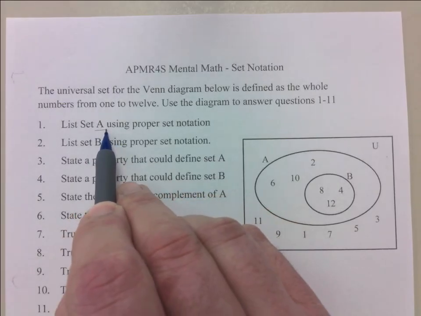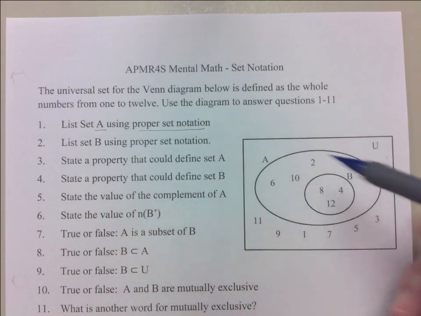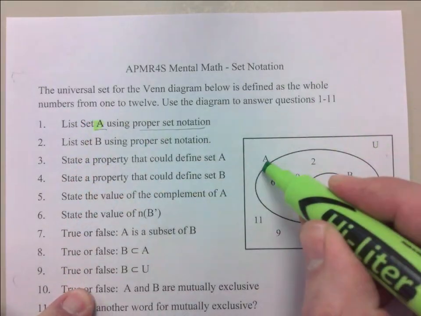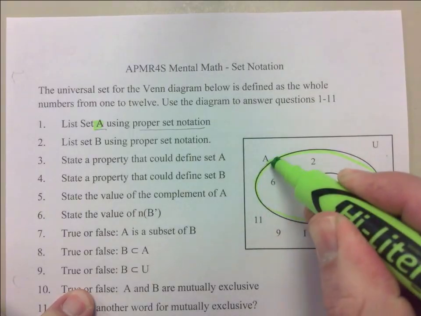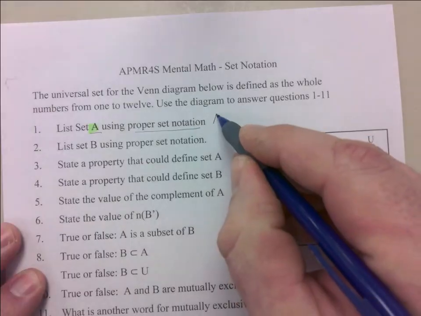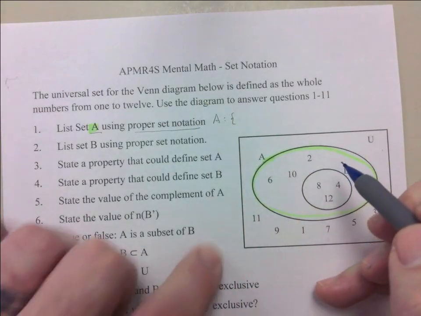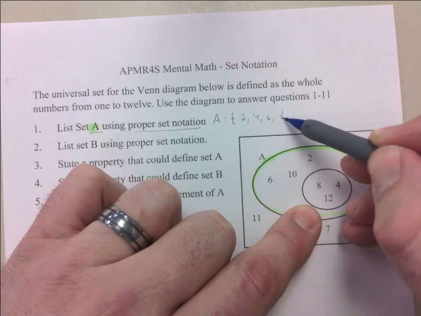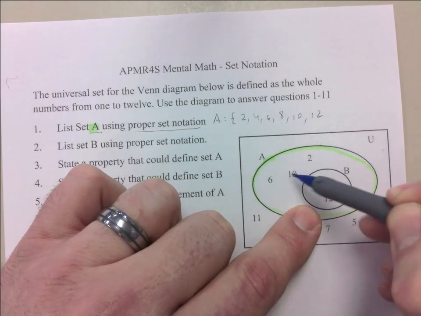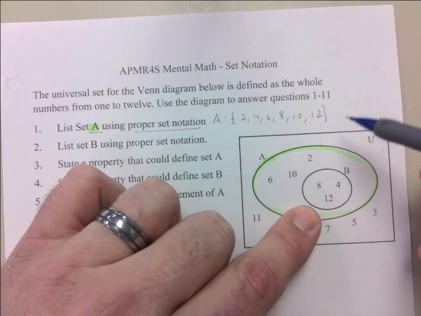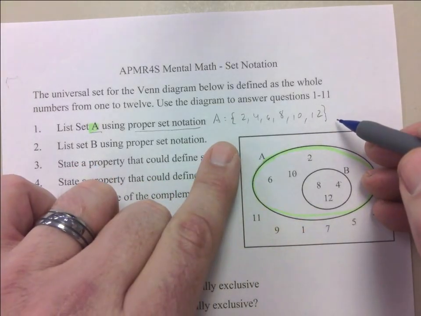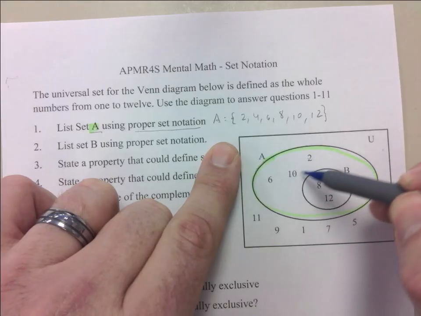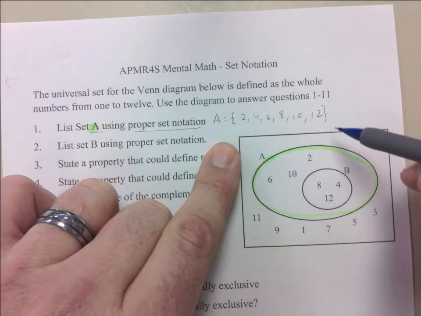Okay, so list set A using proper set notation. A is all of this, right? So A, we're talking about everything that's inside of A. Yes. So if you want proper notation, you'd have to go from smallest to largest. So 2, 4, 6, 8, 10, 12. So there's 1, 2, 3, 4, 5, 6 elements in there. 1 mark for that. If you only have these 3 here, you don't get a mark, sorry.